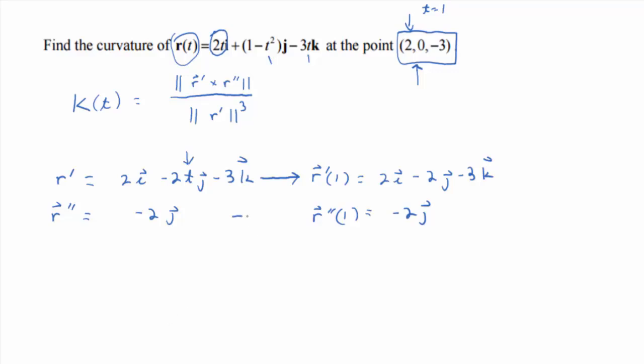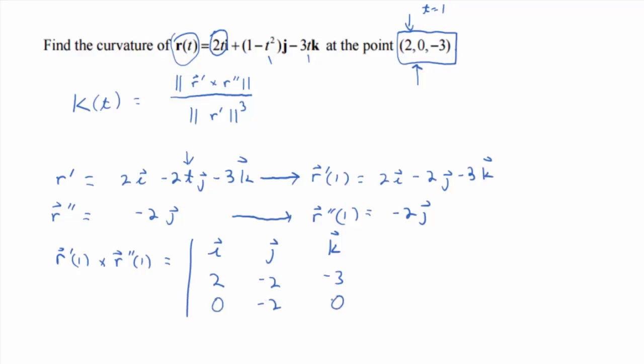So now I'm going to go ahead and find r prime of 1 cross r double prime of 1. Okay, so set it up. Set up the pseudo matrix, I guess. So what goes in the middle? 2, -2, -3, the components of r prime of 1, right? And then across the last row, what would I put? 0, good. 0, -2, 0.